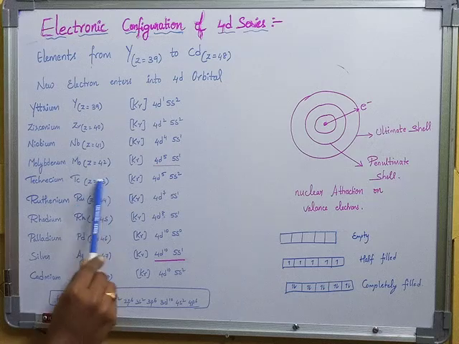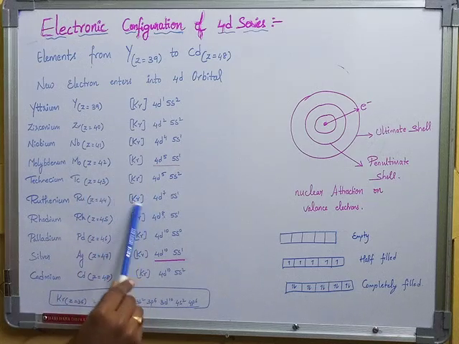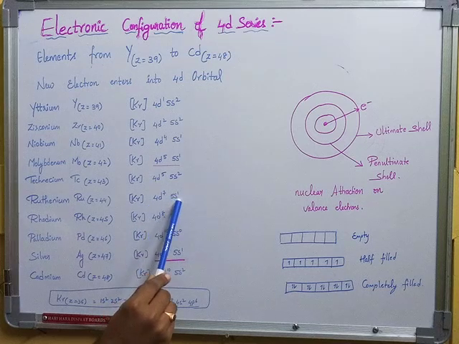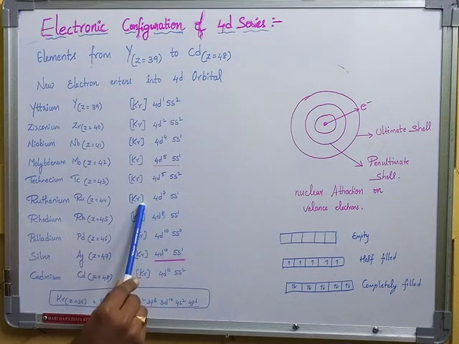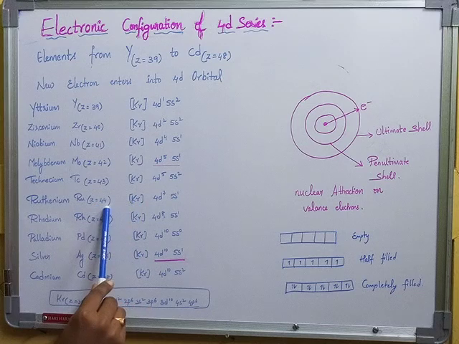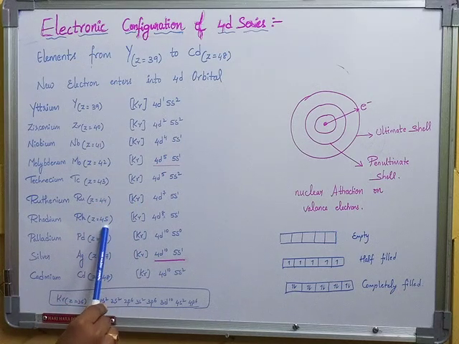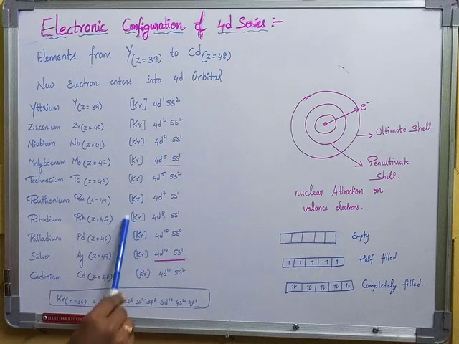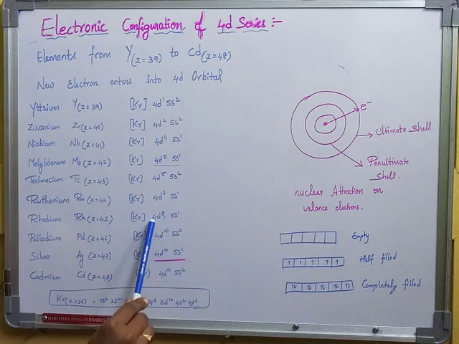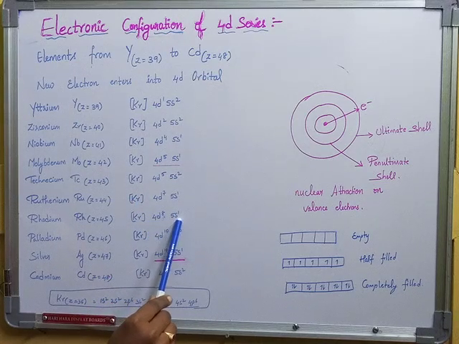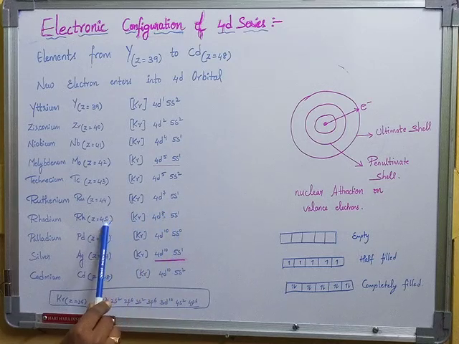Next ruthenium. Ruthenium has 44 electrons. So krypton 36 and I wrote 4d7, 5s1. So 36 plus 8, we have 44 electrons. Next rhodium. Rhodium has 45 electrons. Now we have krypton, that is 36. Again continuation 4d8 5s1. 36 plus 9, we have 45 electrons in rhodium.